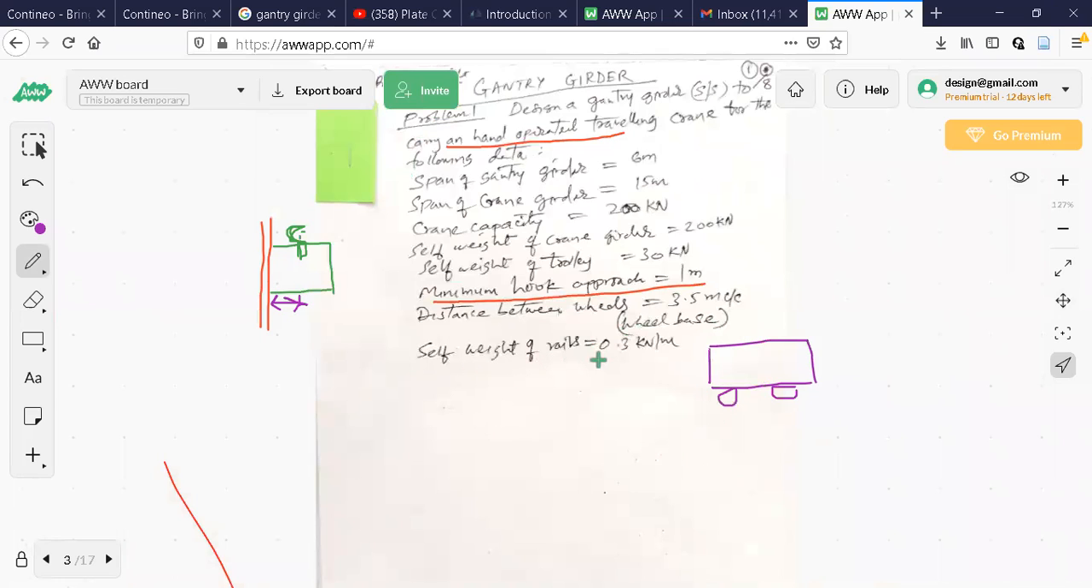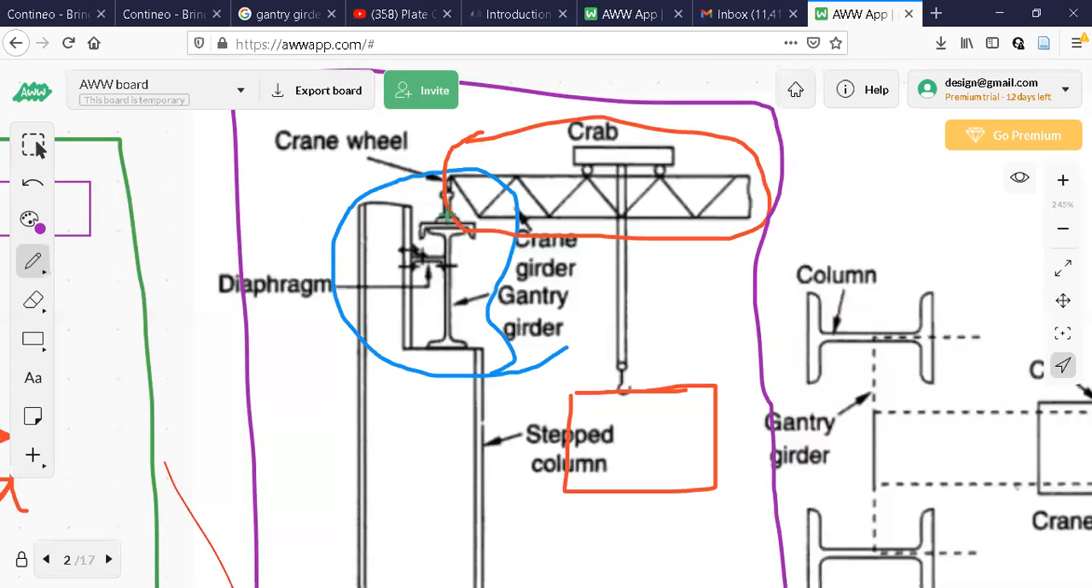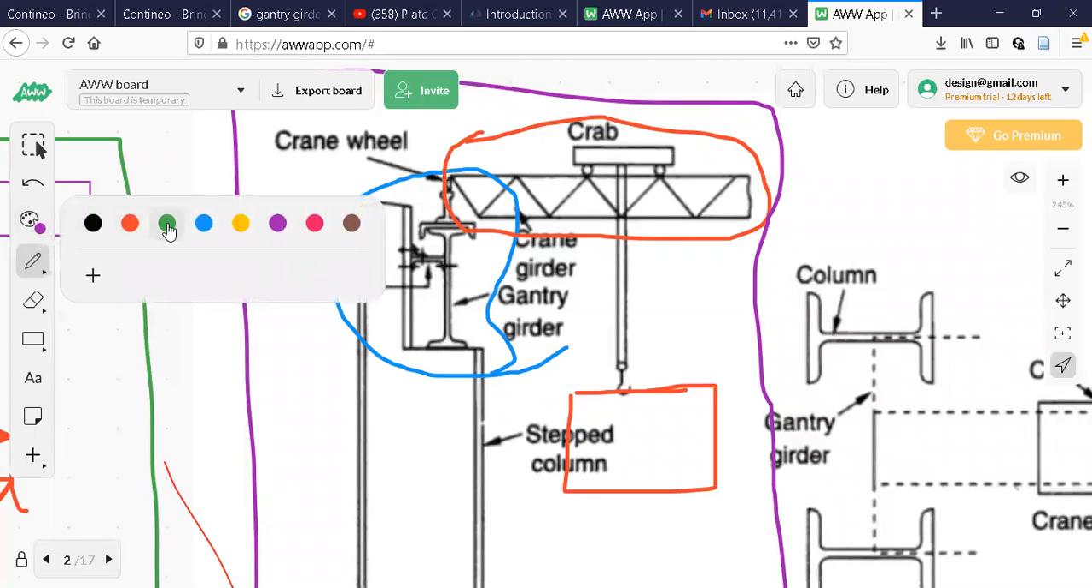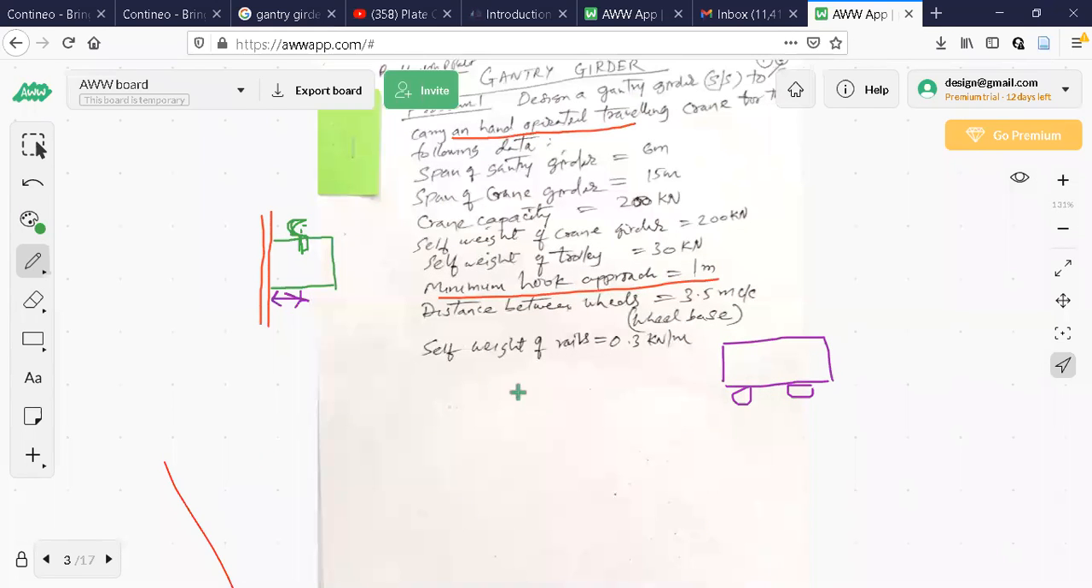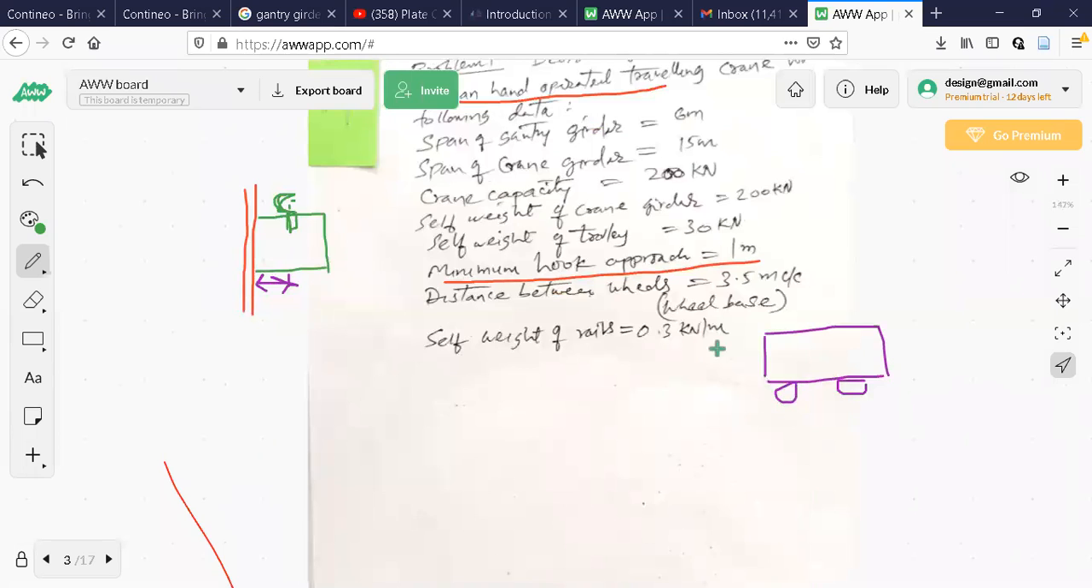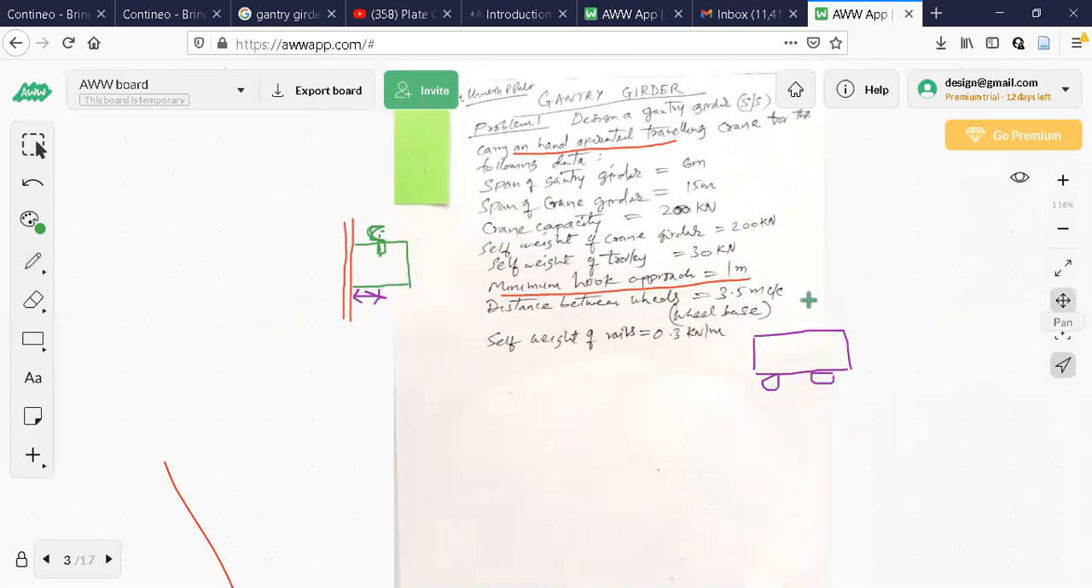Self weight of rails, 0.3 kN per meter. This weight is also acting on the crane girder. Self weight of rails, I think you know it now. Whatever rail is here, this rail. See, on this channel section, the rail is welded. See this green color inside I'm showing. The weight of this rail is also given in the problem because that is resting on the channel section. That is the load that has to be carried by the gantry girder only. So self weight of the rails is 0.3 kilonewton per meter. So this much is the data given.